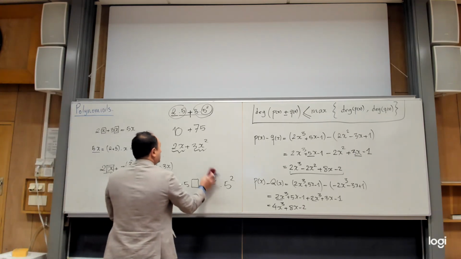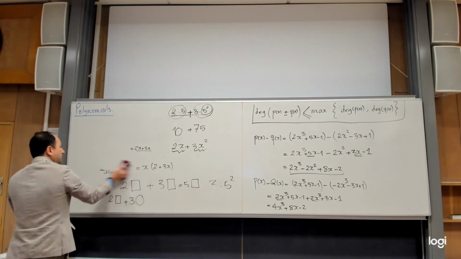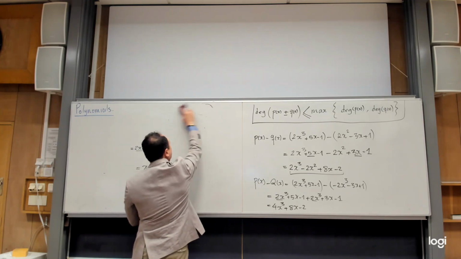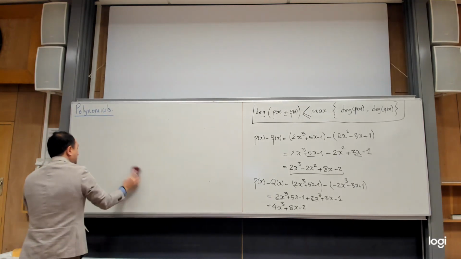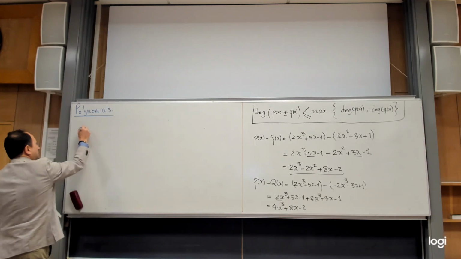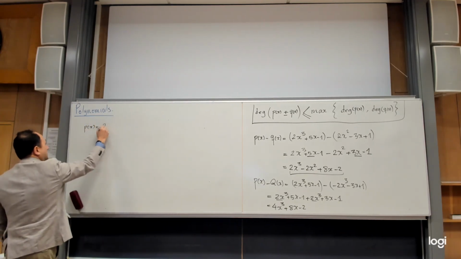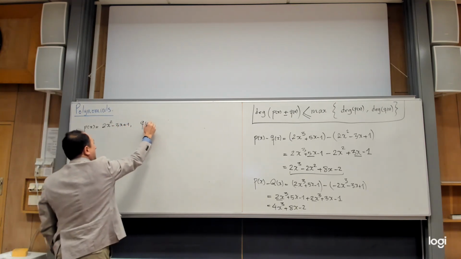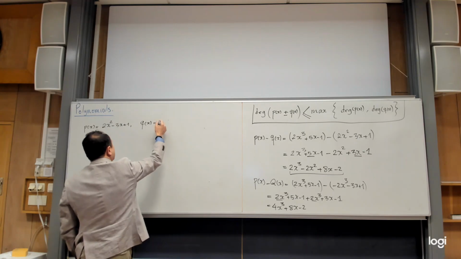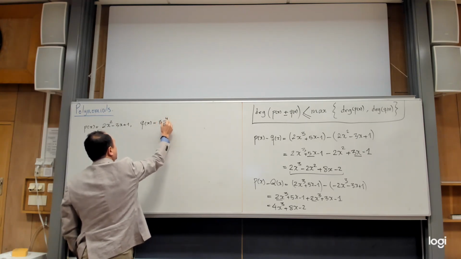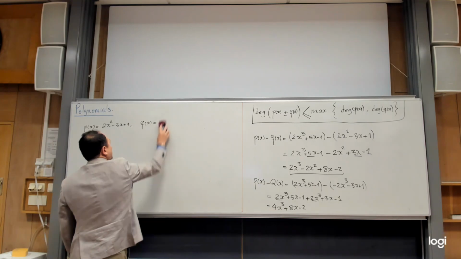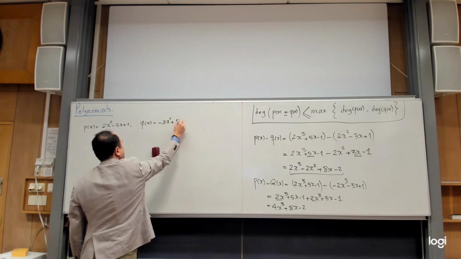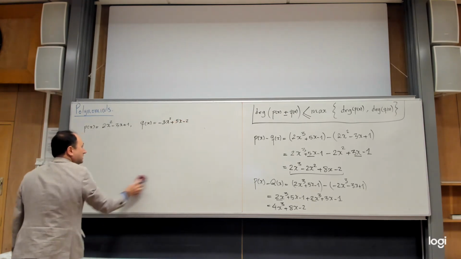Okay, now let me go and review a little bit about polynomial multiplication. So, for example, let me give you two polynomials, p of x equals 2x squared minus 3x plus 1, and then q of x. Let me make it a little bit longer: 3x to the 4, minus 3x squared plus 5x minus 2.